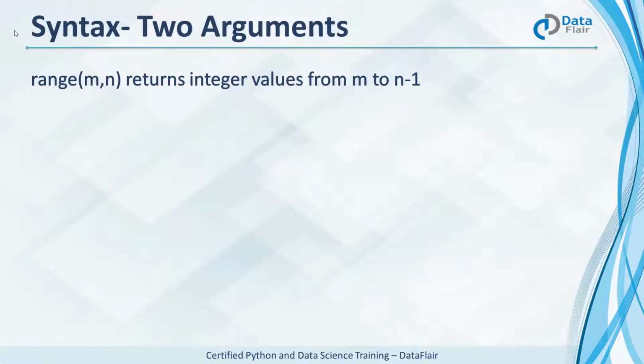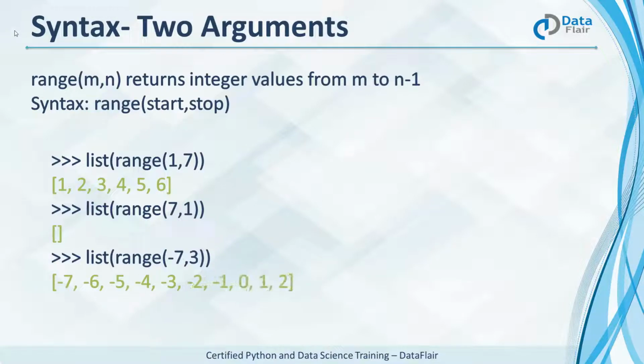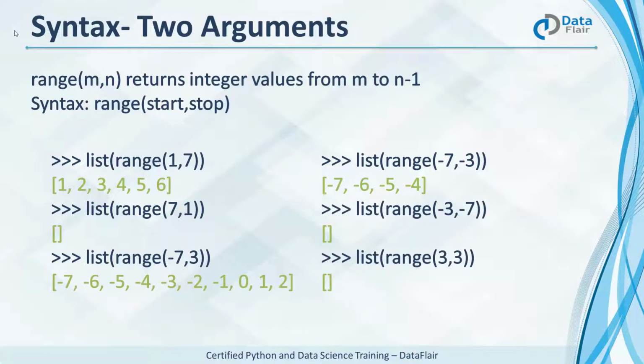Now with 2 arguments, we get integer values from the first to the second minus 1. The 2 values tell it where to start and where to stop. This starts at 0 and stops at 6. This one starts at 7 and stops at 0, and since that doesn't make sense, this returns nothing. But minus 7 to 2 does have something to return. So does minus 7 to minus 4, not minus 2. And these two don't return anything.